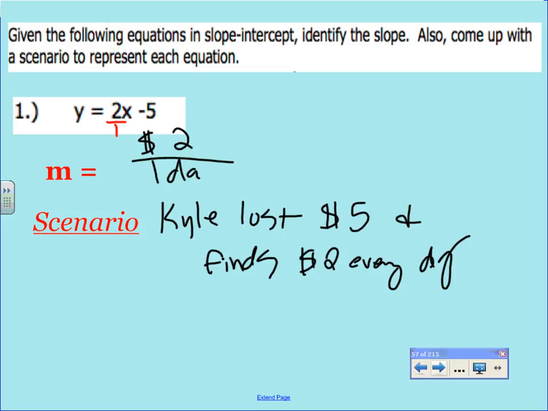Good. $2 for every 1 day. In other words, your slope or rate of change is 2. Slope is always next to what in slope-intercept form? What is the slope always next to? Luke B? Good. It's always next to x. Good job. All right, so that's number 1.